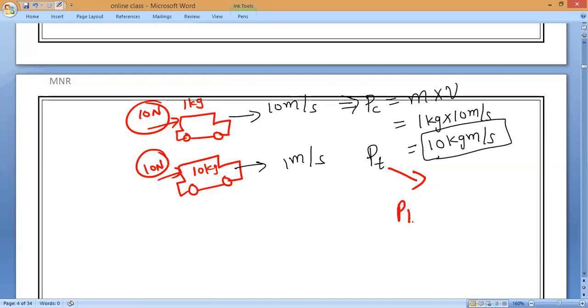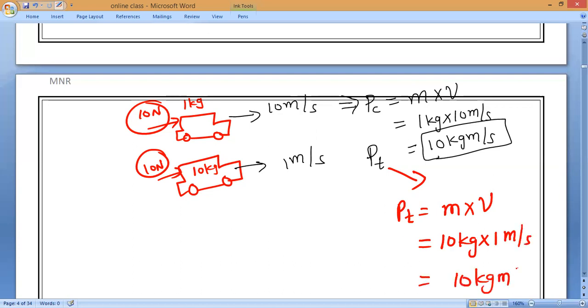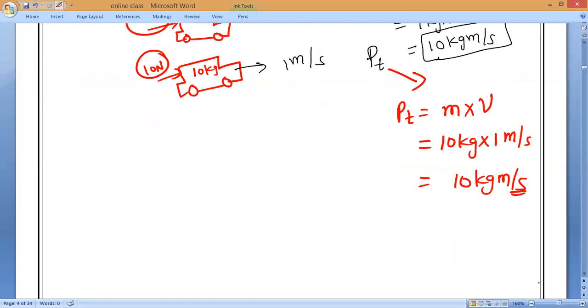Momentum of the truck is equal to mass of the truck into velocity of the truck. Mass of the truck is 10 kilogram into velocity 1 meter per second, which equals 10 kilogram meter per second. Is it right or wrong? From this, we have proved that momentum of the car equals momentum of the truck.